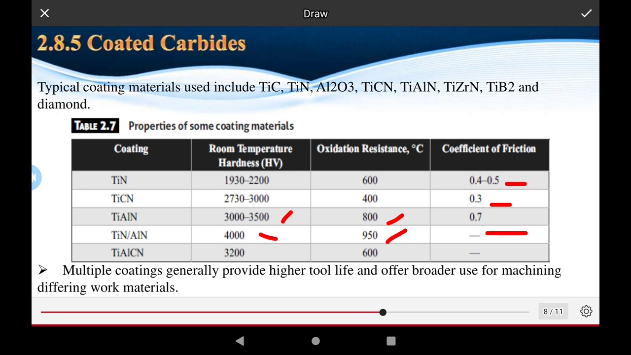The titanium carbide coating layer has a room temperature hardness of about 3200 and oxidation resistance of 600 degrees Celsius. Multiple coatings provide higher tool life and offer broader use for machining different work materials.